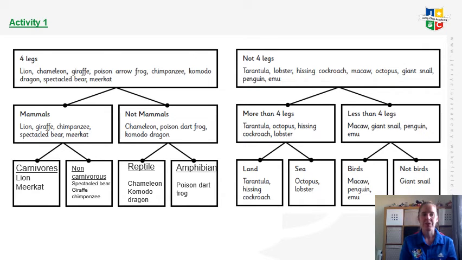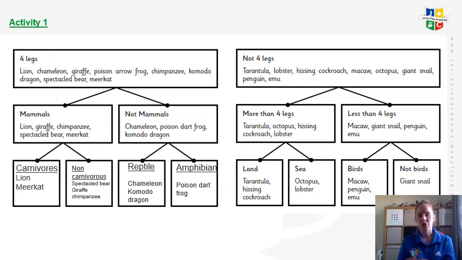So as you can see there, from the lion, chameleon, giraffe, poison arrow frog, chimpanzee, Komodo dragon, spectacled bear and meerkat, I split those, and you can see those in the mammals and not mammals. I then looked at that group again and split it down even further. So from the mammals section, I looked at the animals that were carnivores and the animals that were not carnivores. So there I've got the carnivores with the lion and the meerkat, and the animals that weren't carnivores were the spectacled bear, the giraffe and the chimpanzee. And that's because the spectacled bear and the chimpanzee are omnivores, whereas the giraffe is a herbivore.